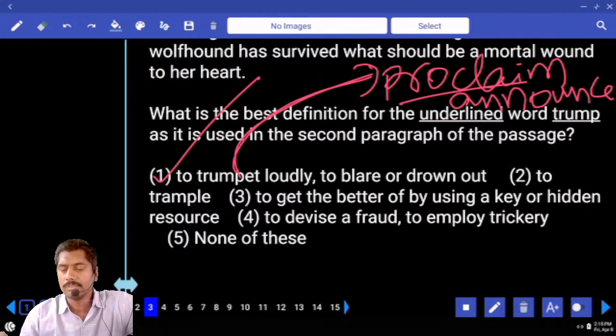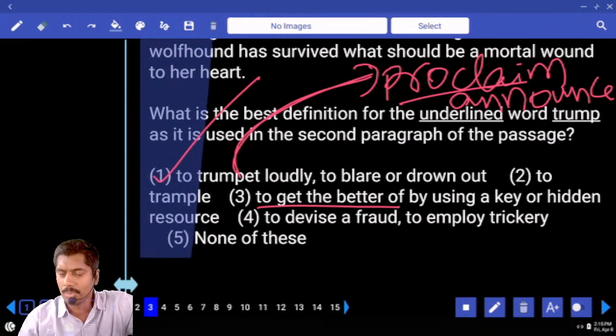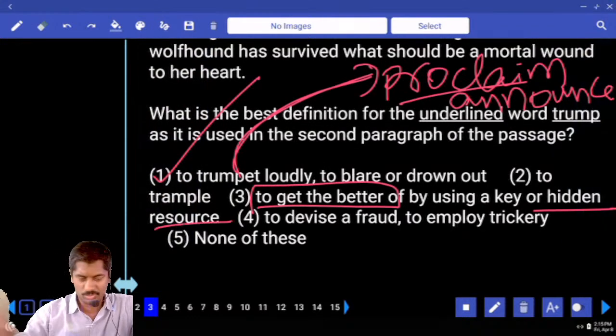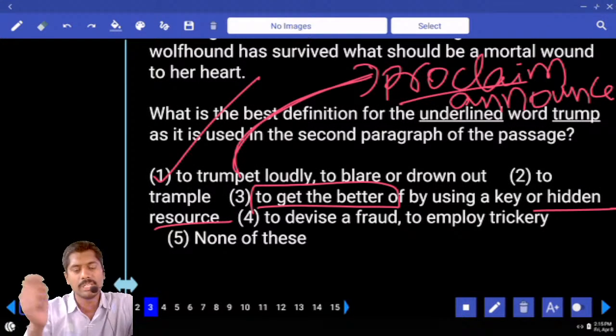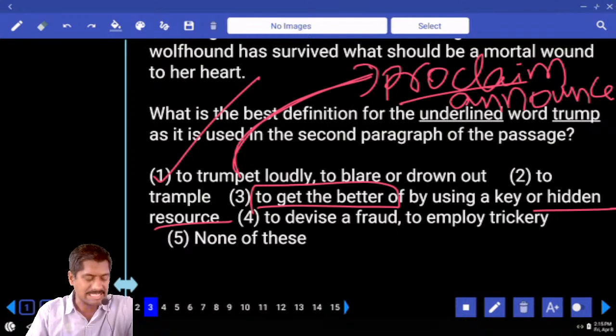I can take the third one. Contextually, this is the meaning of trump, but not hidden resource. To trumpet loudly means beating the drum and saying, I am great or my city is great.